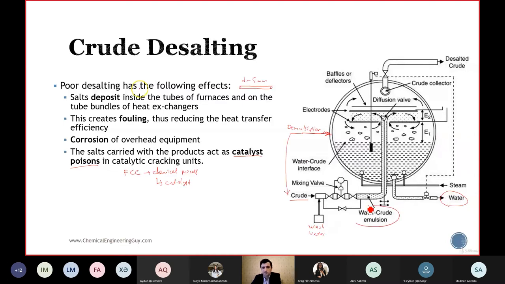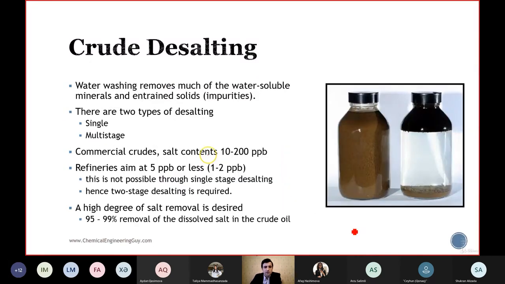Here you can see it says water-crude emulsion. And then the commercial crude salt content is around 10 to 20 ppb. What is ppb? Parts per billion. Yeah. So it is 1000 ppm. What is ppm? Parts per million. Yeah. Exactly. So then 1 ppm, how many percentage is it?